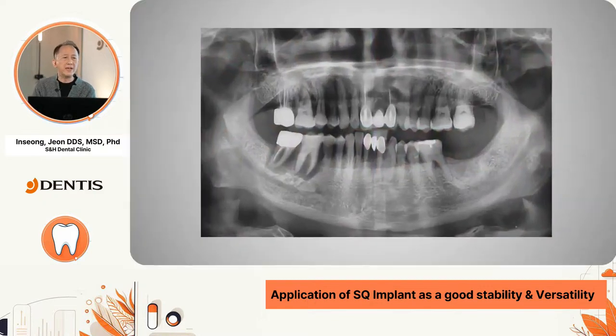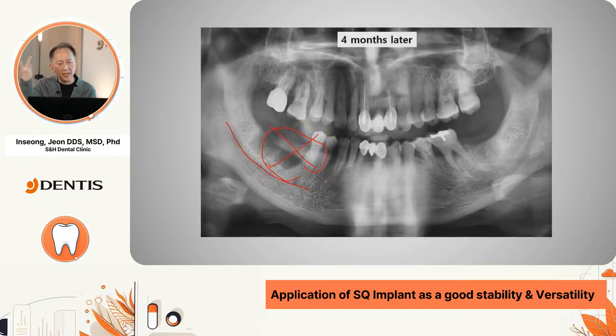This is the lower right side. Of course, in this lower right side, immediate placement is impossible because it is very close to the inferior canal. So at that time, the tooth was taken out. Just leave it, please. No curettage, because even curettage is very dangerous. It jeopardizes the situation. Just leave it, please.